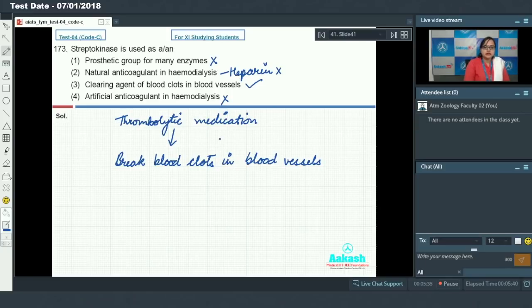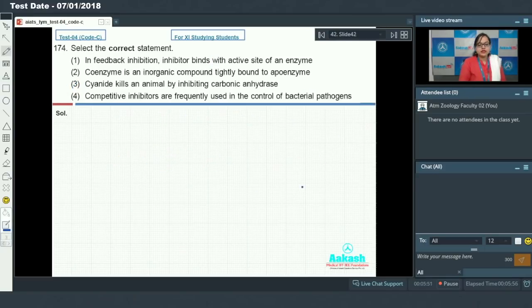So the correct answer for this question is streptokinase is used as a clearing agent of blood clot in blood vessel. That is option 3. So let's proceed to our next question. Question 174. Select the correct statement.